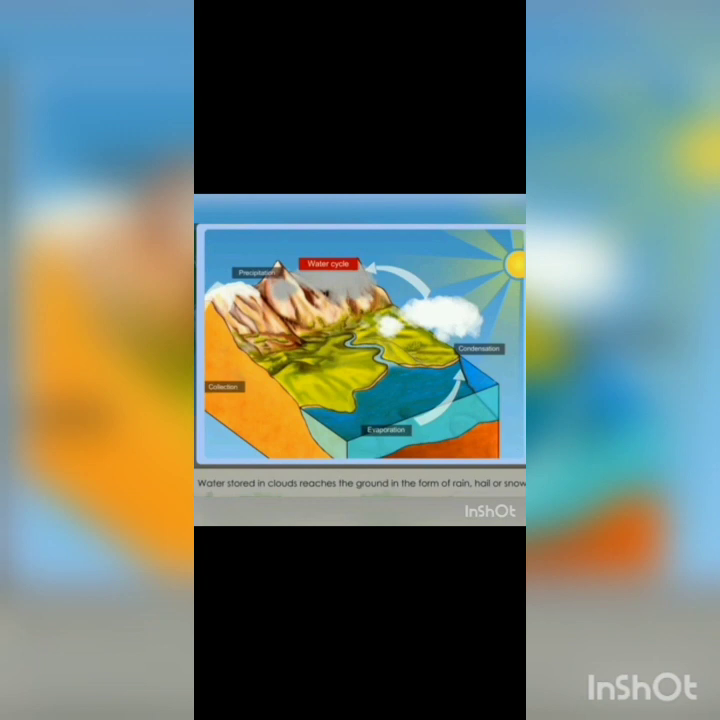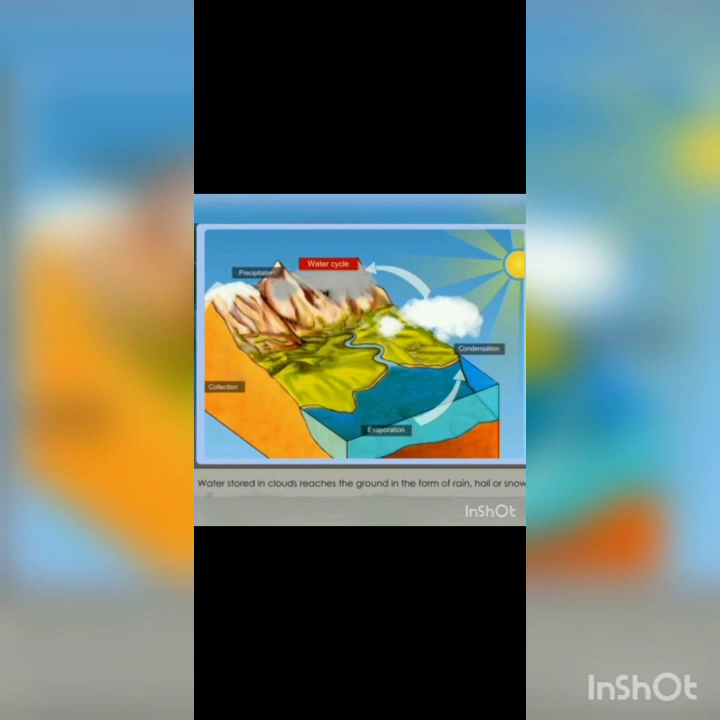Going up to the sky as water vapor, and from the sky to the earth as rain, is called the water cycle. What is meant by the water cycle? The beginning is going to the sky, and the end is the rain reaching the ground. That is known as the water cycle. What is meant by precipitation? Precipitation means water stored in clouds reaches the ground in the form of rain.